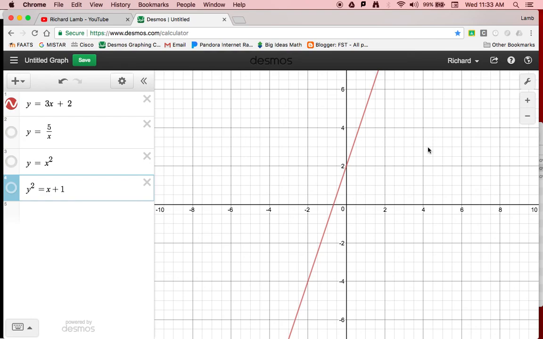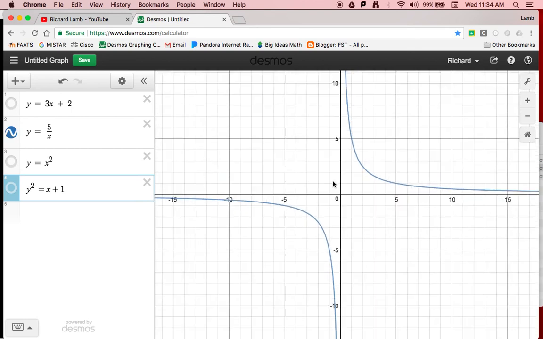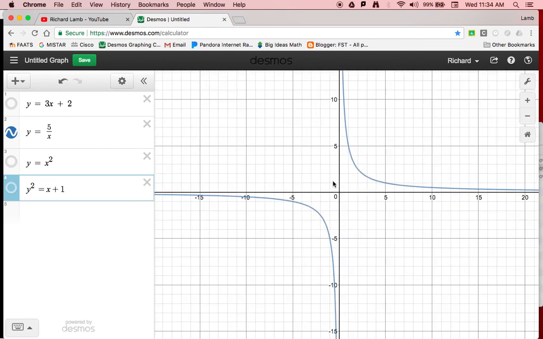Looking at the next one, shut this off, turn that one on. Let me zoom out a little bit here. This is actually called a rational equation, rational being a fraction. We're going to study these a lot later on. Now, what happens to this piece of graph right here? You can see it's going to go down.